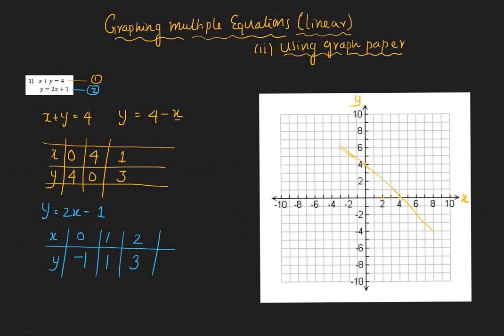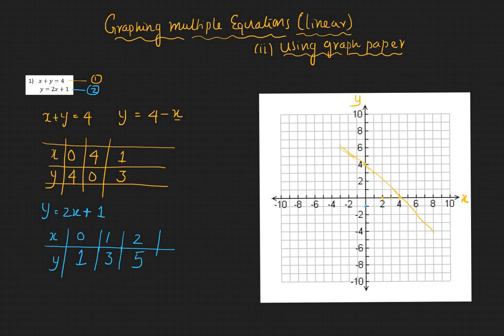So let's plot these points. X is 0, y is minus 1, so that's here. And x is 1, y is 1. Oh, sorry, I made a mistake here. This was y is 2x plus 1. So that would mean when x is 0, y is 1. When x is 1, y is 3. When x is 2, y is 5.